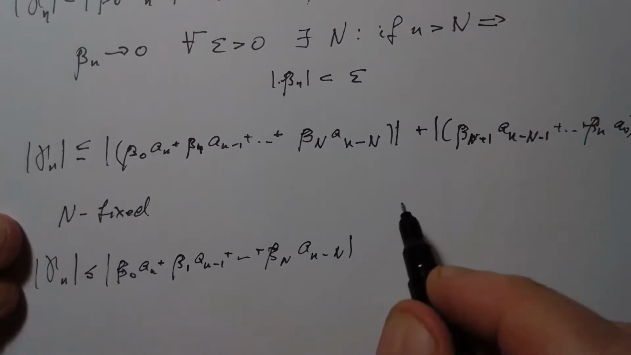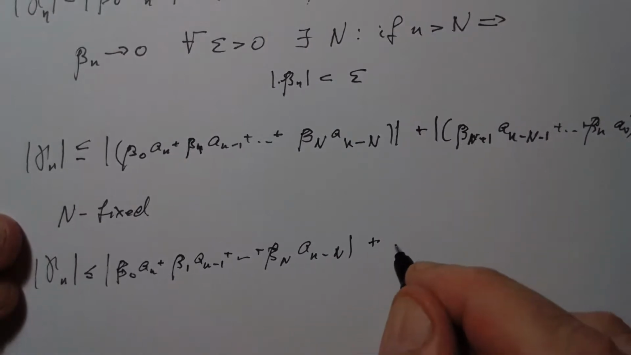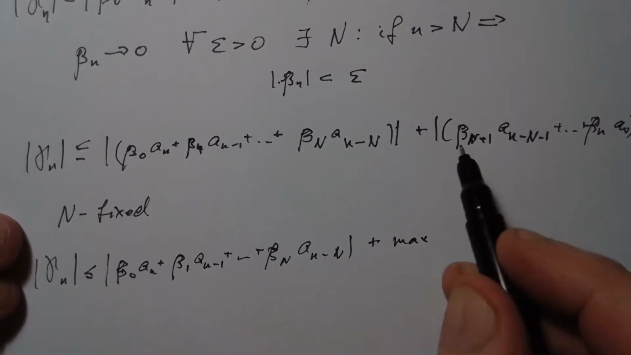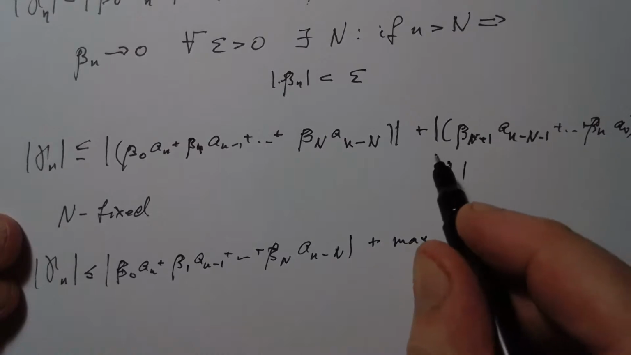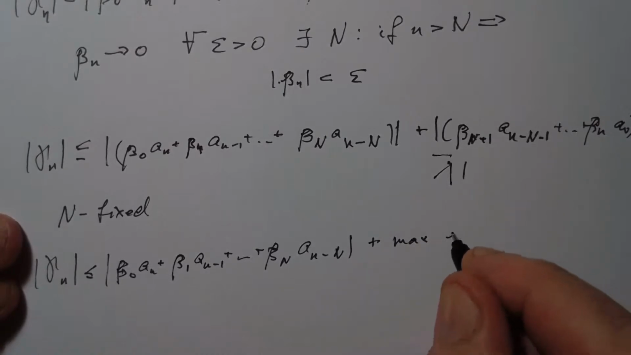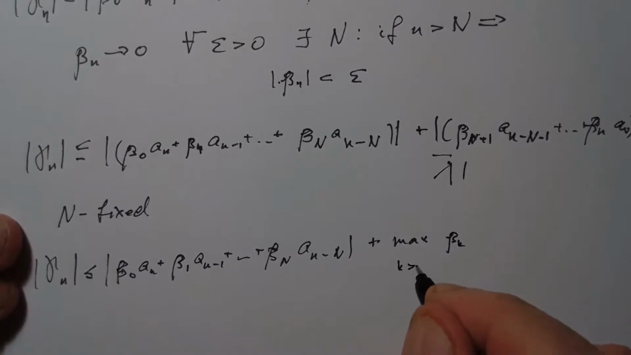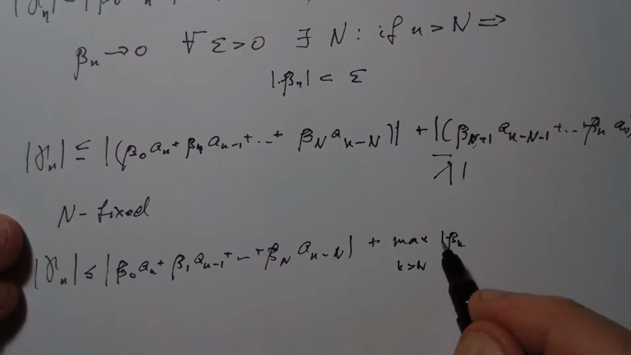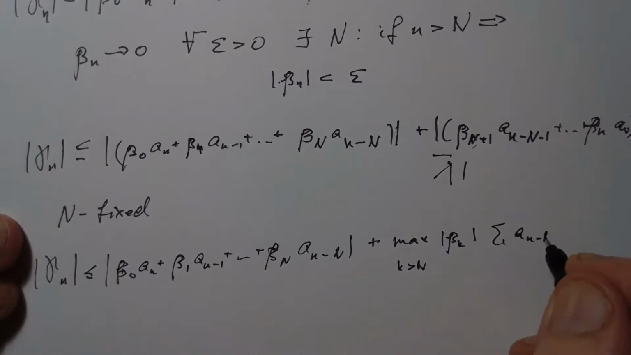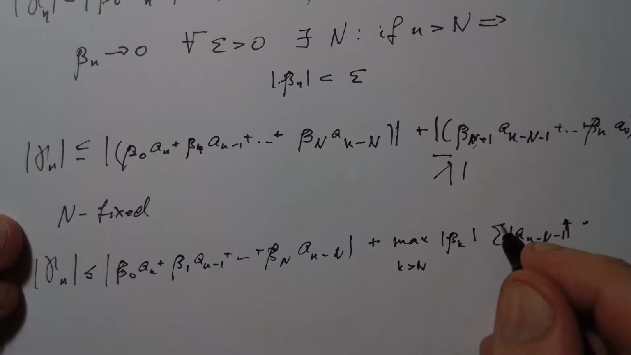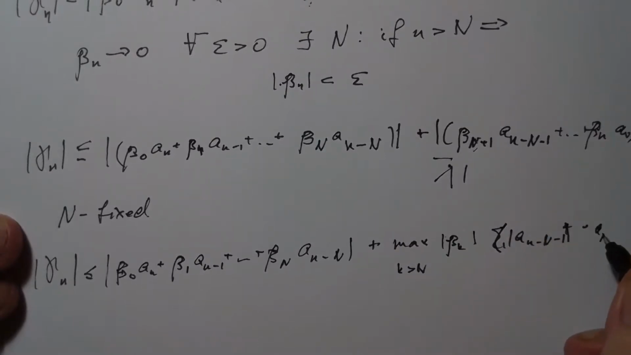And what about this term? Well, this term will be less or equal than the maximum of those beta k, and here k will be greater than N, right? The coefficients in front of the betas are all greater than N. And then what do you have? You have the sum of a n minus N minus 1 with absolute value plus a n minus N minus 2 plus etc., again with absolute value, a naught.